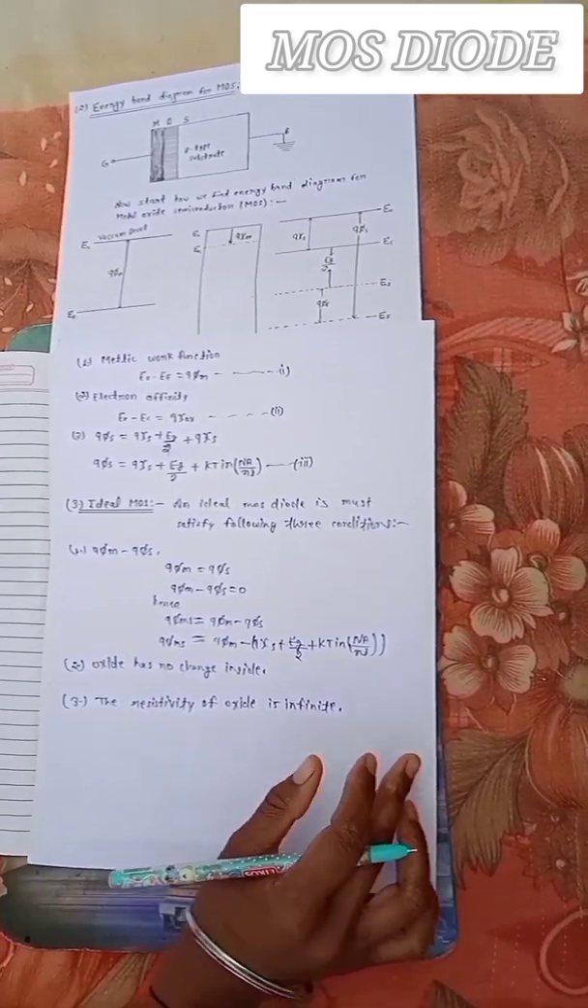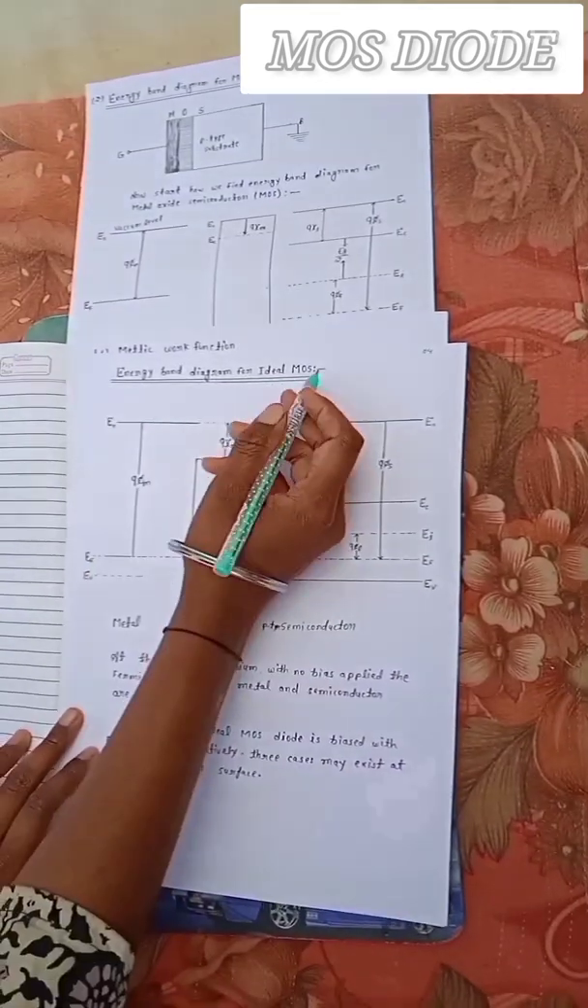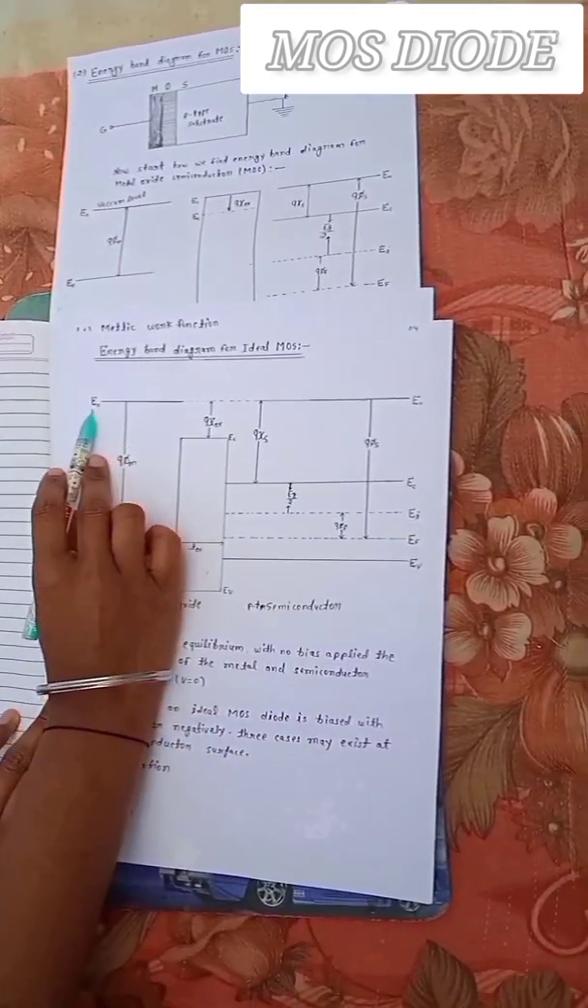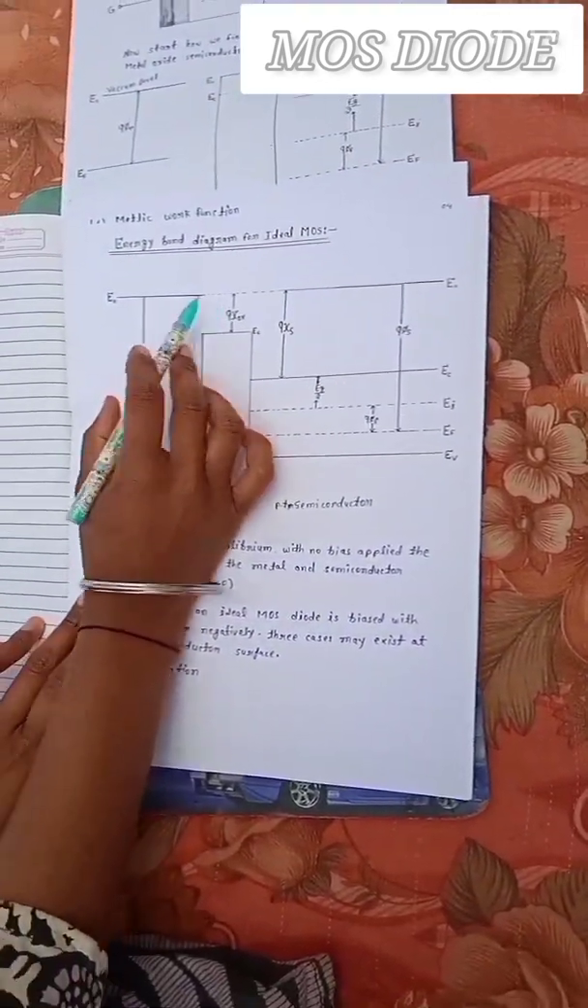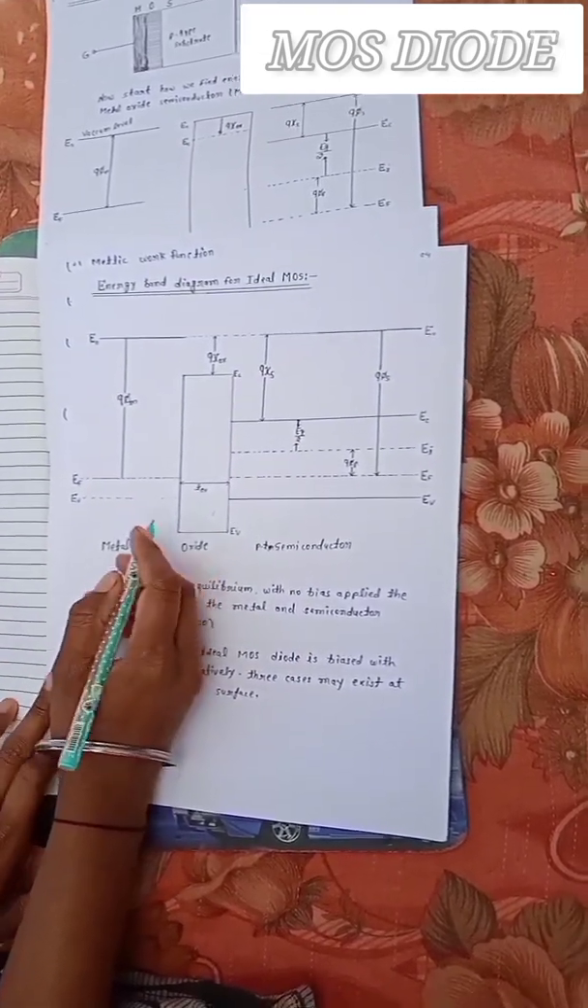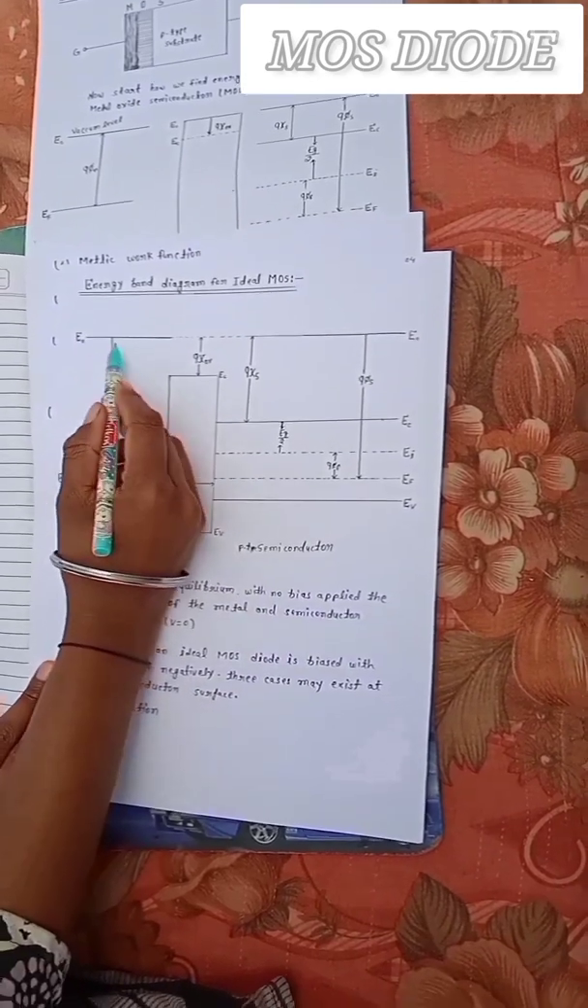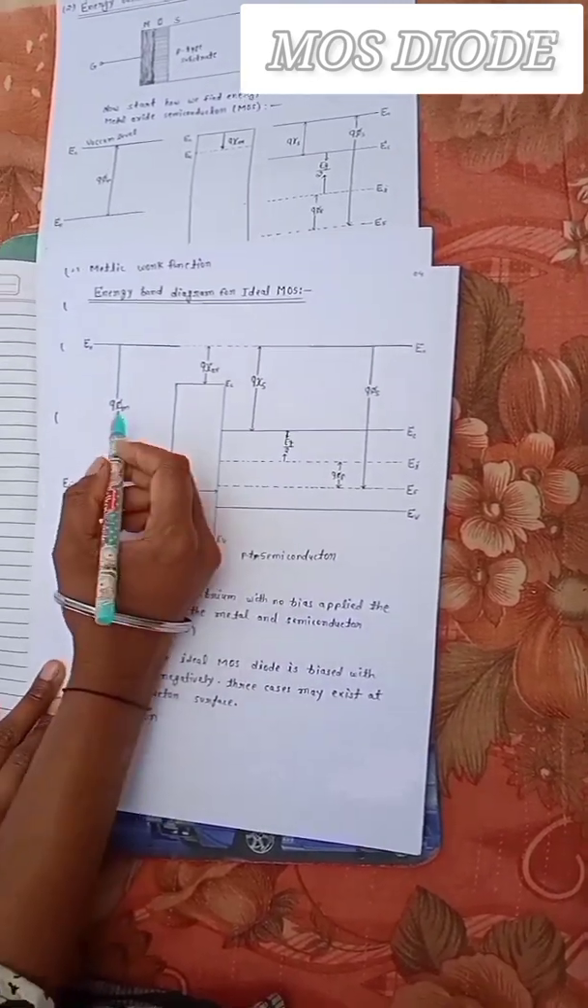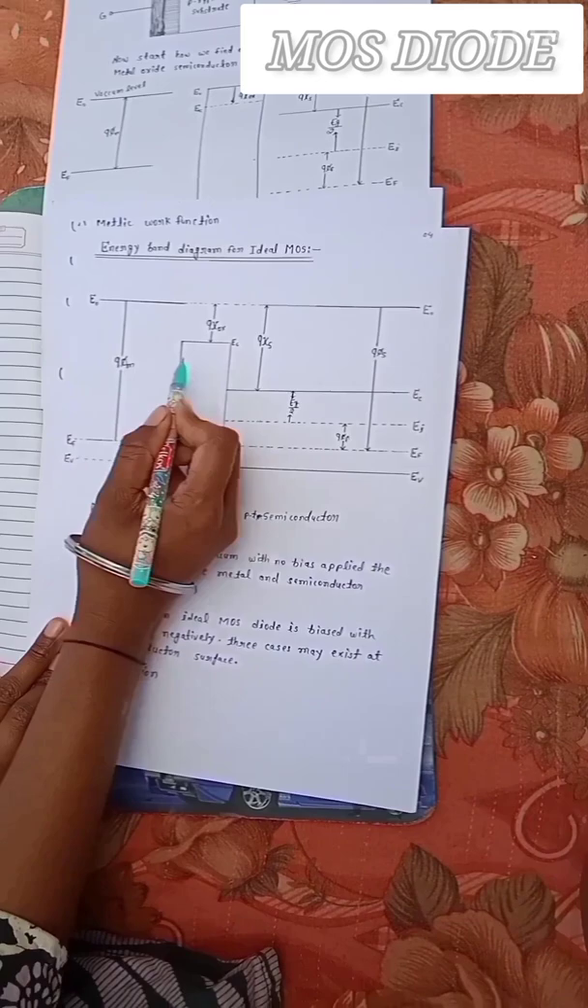And the energy band diagram for ideal MOS: E naught, the vacuum level, is here, and this is the Fermi level EF, and this is the valence band EV for the metal. The difference between the vacuum level and the Fermi level of the metal is q phi m, called the metallic work function.